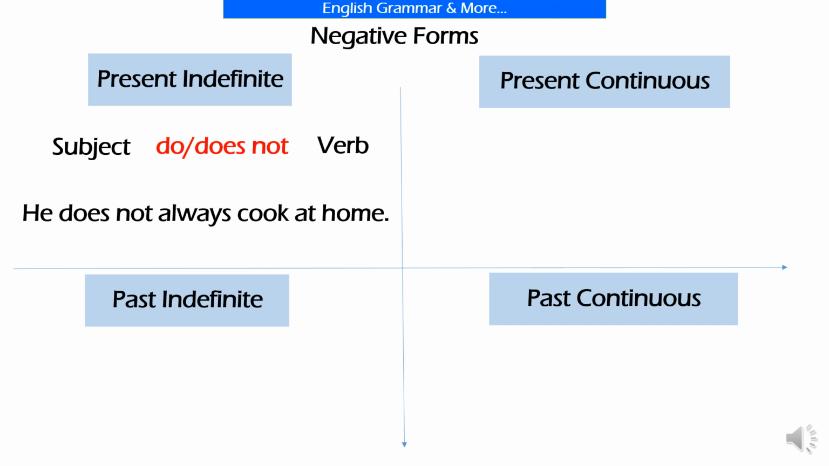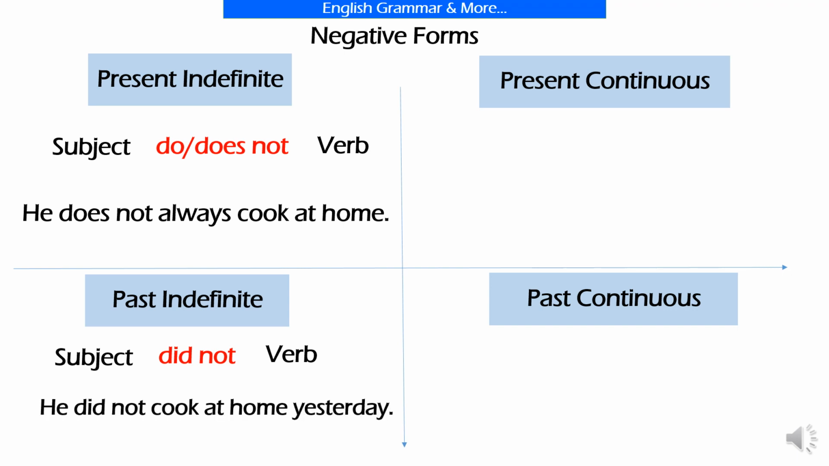In the past indefinite tense form, we add the auxiliary verb did, followed by the negative word not right after the subject, whilst using the main verb in the sentence in its root form only. For example, he did not cook at home yesterday.